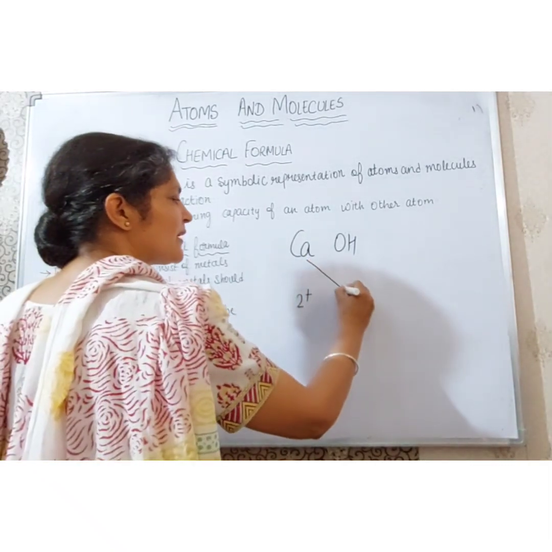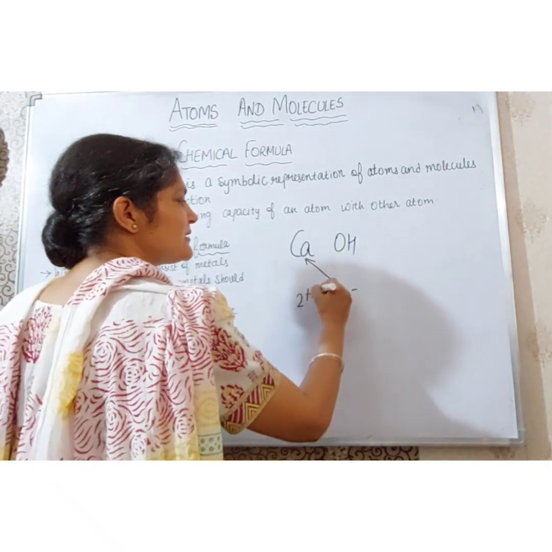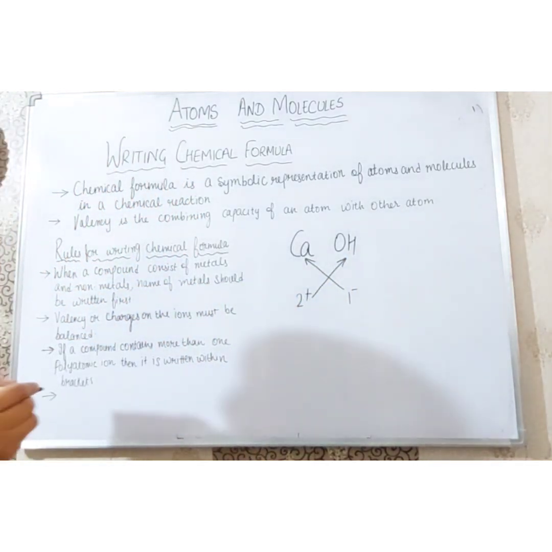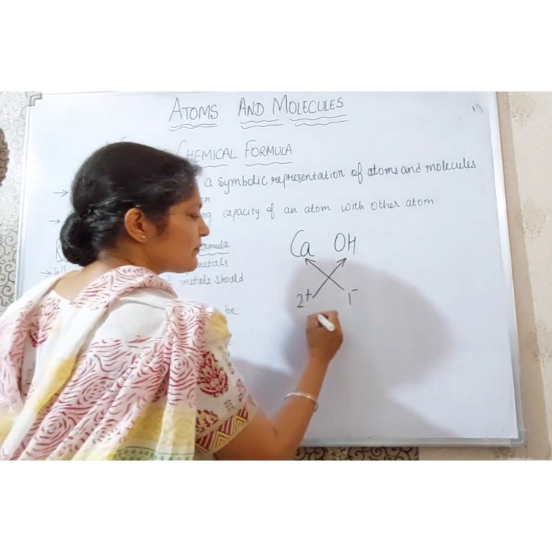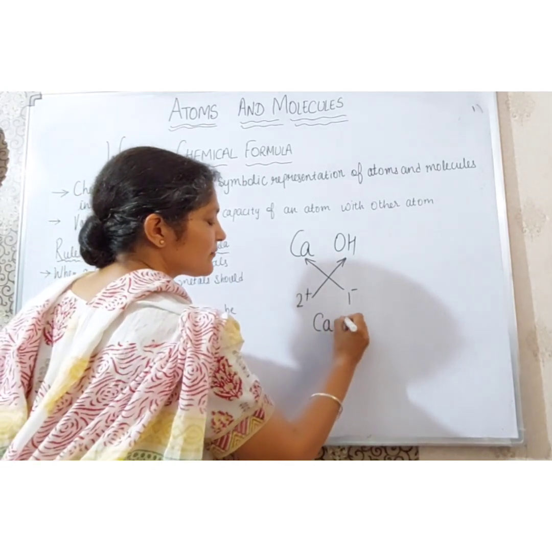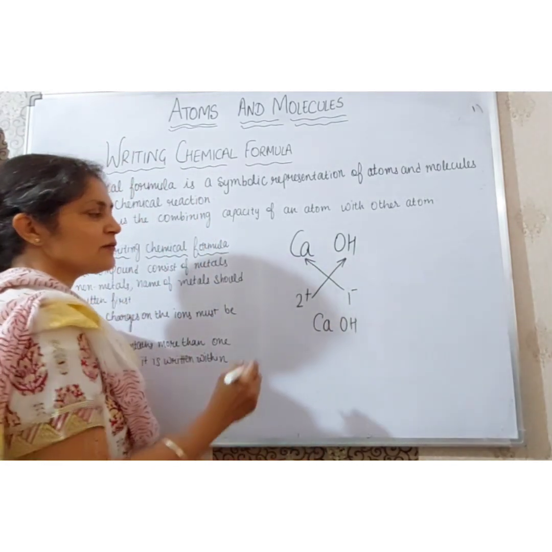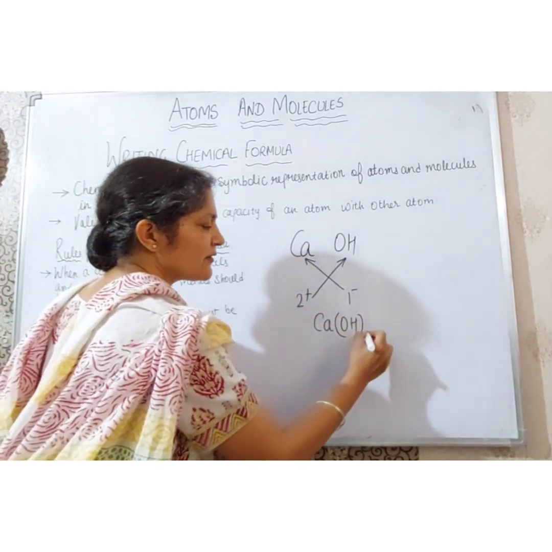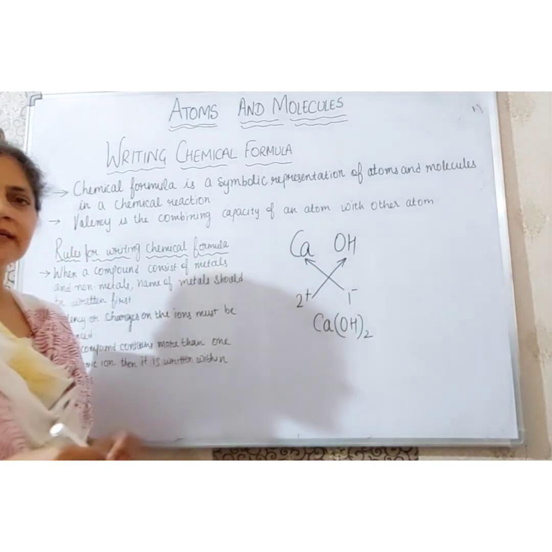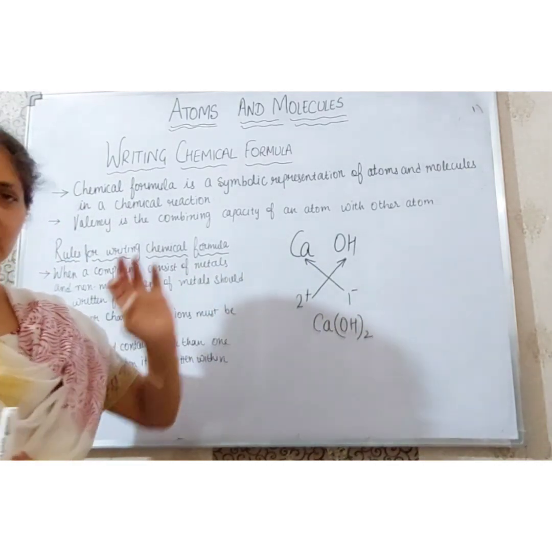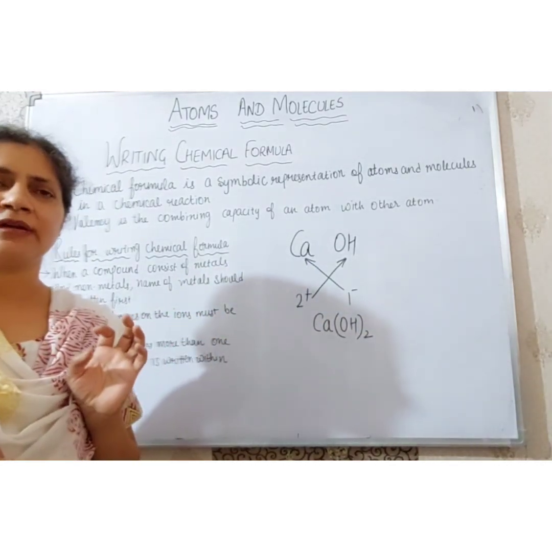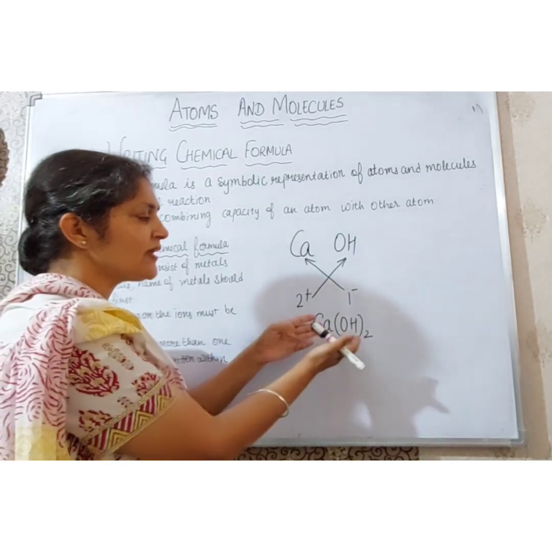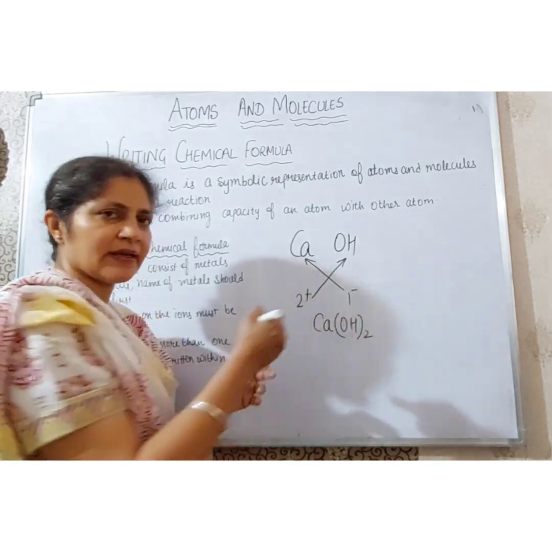When we combine both of these, this is, students, known as the crisscross method. When we combine, we write hydroxide. So when the valency of calcium is 2, then we will write this hydroxide in brackets because it is a polyatomic ion. OH is a polyatomic ion. Right, students? If the valency of the other is more than 1, then we put it in brackets.